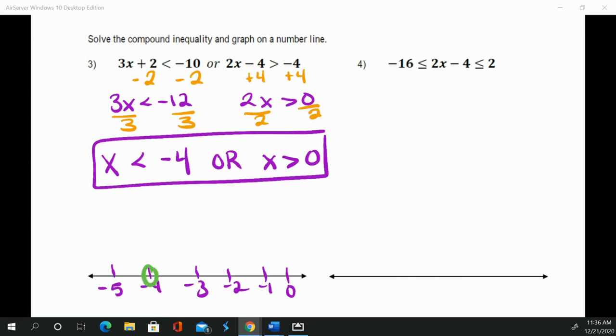So x can be less than -4 or greater than 0. For number 4, this is an AND compound inequality, so our goal is to isolate x in the middle. Whatever we do to isolate x in the middle, we also have to do to the right side and to the left side. So first we want to add 4 to all 3 parts.